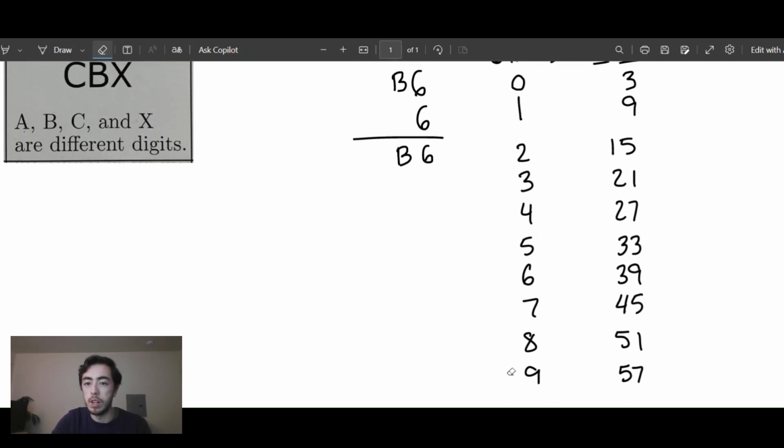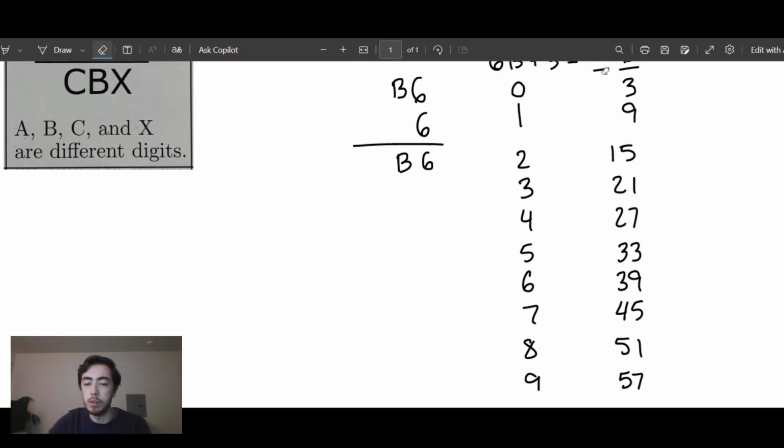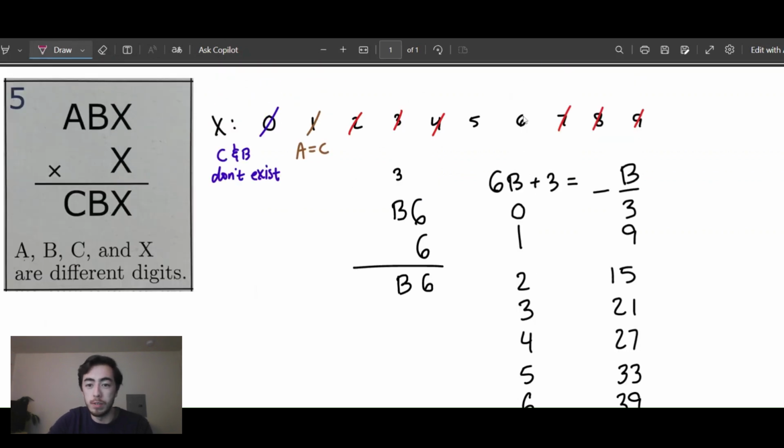And just kind of running down the list, 0 and 3 don't match, 1 and 9, 2, 5, 3, 1, 4, 7, 5, 3, 6, 9, 7, 5, 8, 1, and 9 and 7. So none of these even line up. So that rules out the 6 for a different reason. Let's see. I mean, here I said A is equal to C. I'll just say B can't match B.